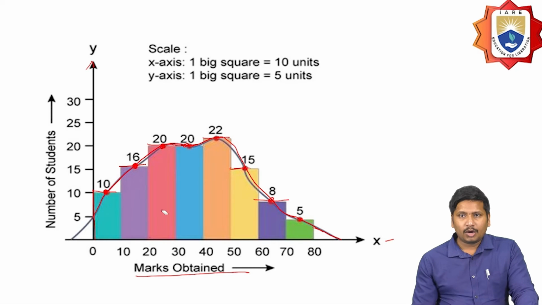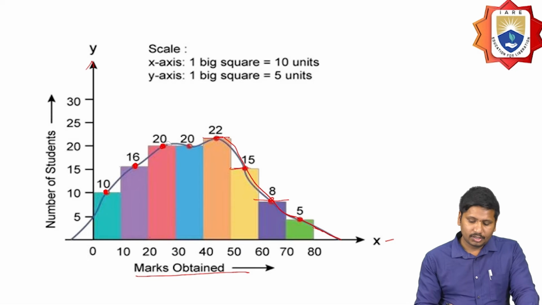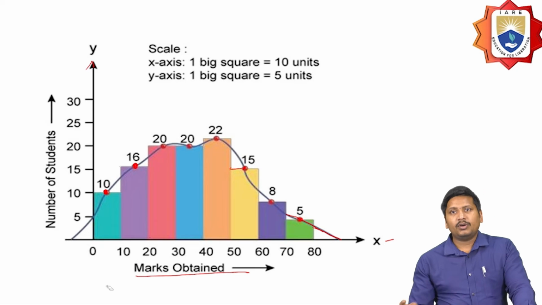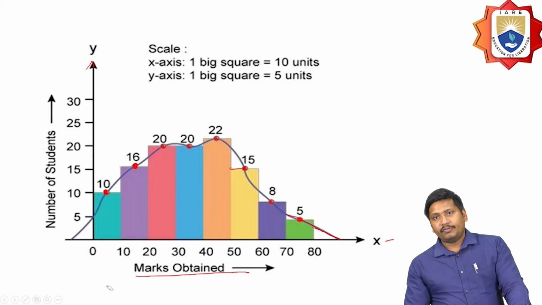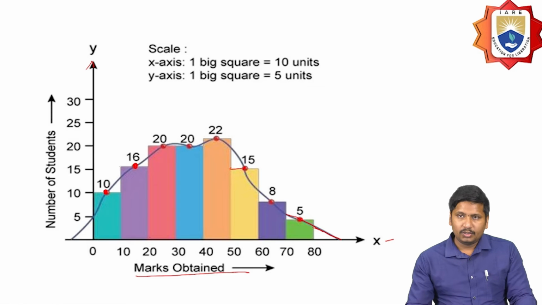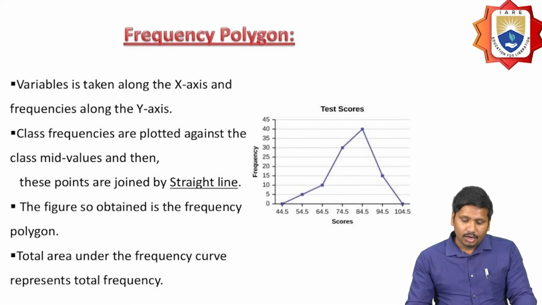So the curve we obtain should be the frequency curve. That should be the frequency curve we are having. Like this, you have to construct this frequency curve based on the values you are having. And what is the frequency polygon also?